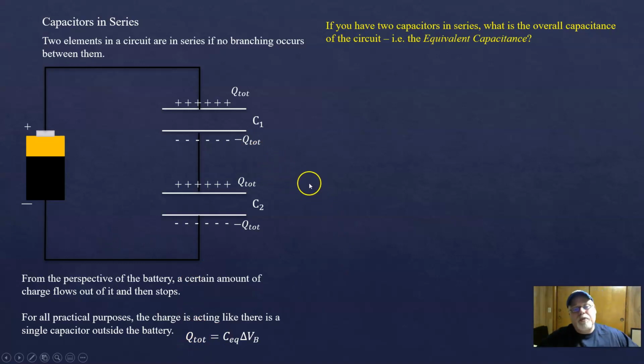Now, let's think about the voltage drop. Let's talk about the voltage across capacitor 1. Well, using that relationship, Q is equal to C times delta V, we can calculate the voltage drop because we know C and we know the charge, right? So the voltage drop across capacitor 1 is just going to be Q total divided by the capacitance of capacitor 1, right? And similarly, we can come down here and do the same thing for capacitor 2, all right?